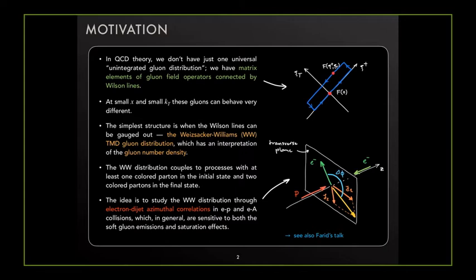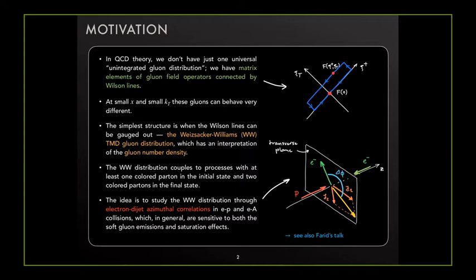But one of those, the Weizsäcker-Williams gluon distribution that Cyril introduced and discussed, is special because you can get rid of those Wilson lines, and then it has the interpretation of just the gluon number density. It's the most primitive gluon distribution, it seems. But it cannot be probed in simple processes, for instance in inclusive deep inelastic scattering. It's not accessible in such processes. So we need a more complicated color structure to access this gluon distribution.